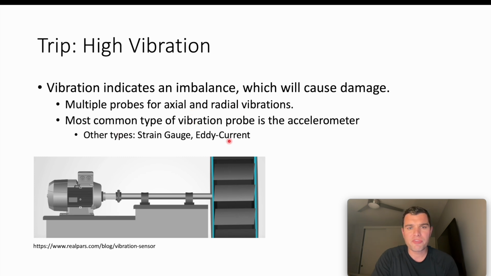The most common type of vibration probe is the accelerometer. There are other types such as strain gauge or eddy current, but the accelerometer is definitely what you're going to see most in industry. Axial vibrations are parallel to the shaft, which means that radial vibrations are perpendicular to the shaft. Axial vibrations are also known as thrust vibrations when it's moving in that direction.